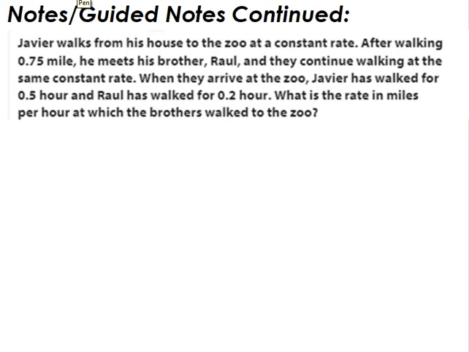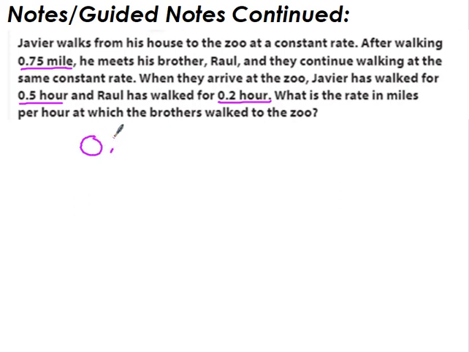Javier walks from his house to the zoo at a constant rate. After walking 0.75 miles, he meets his brother, so I know this is going to matter. He meets his brother Raul, and they continue walking at the same constant rate. So he's going at a speed. We don't know what his rate is. When they arrive at the zoo, Javier has walked for half an hour, and Raul has walked for 0.2 hours. What is the rate in miles per hour at which the brothers walked to the zoo?